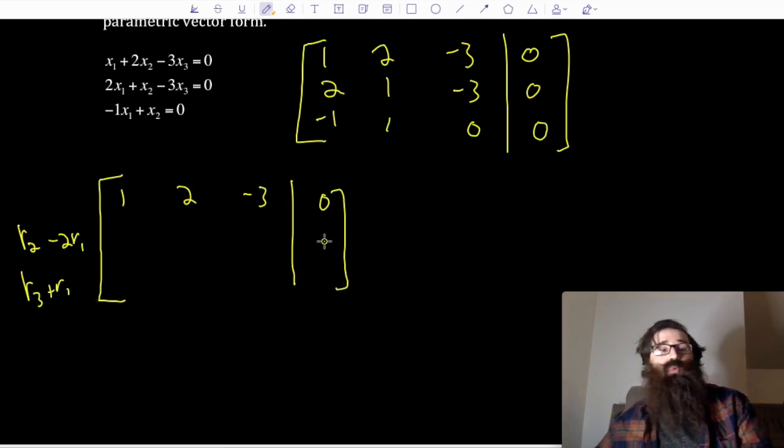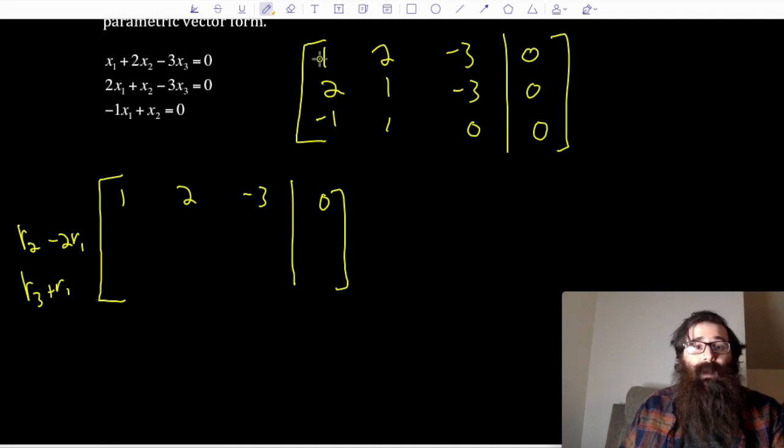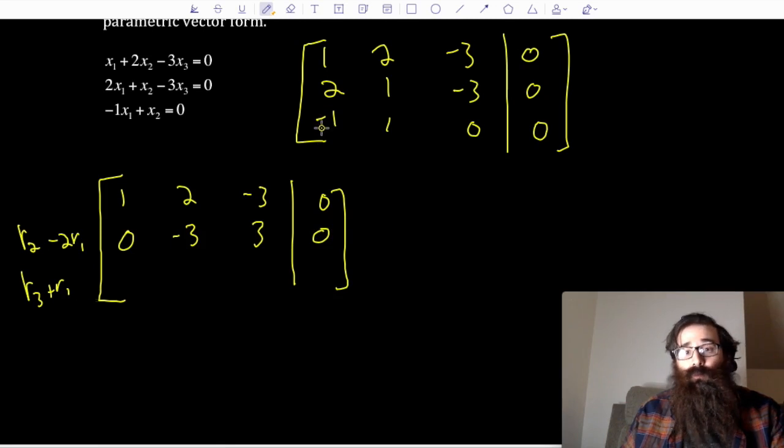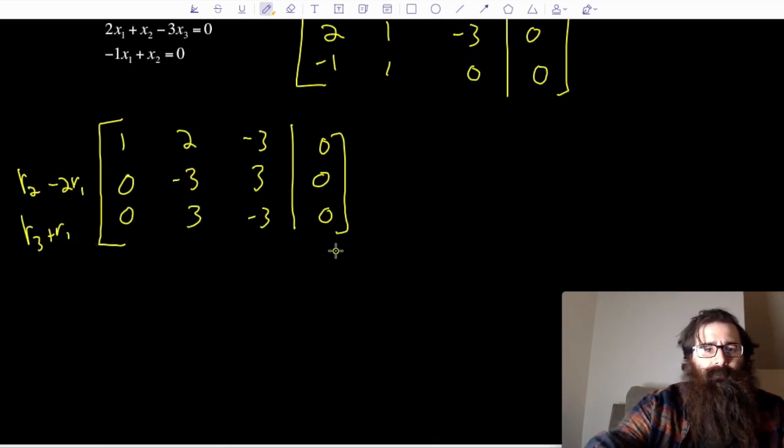And then I can go ahead and work in row 2. So I can do 2 minus 2 times 1 gives me 0. 1 minus 2 times 2, that's 1 minus 4, gives me negative 3. And negative 3 minus 2 times negative 3, or that's negative 3 plus 6, gives me 3. And then 0 minus 2 times 0 gives me 0 in the augmented cell. And then replacing row 3 with row 3 plus row 1, I get negative 1 plus 1 gives me 0. 1 plus 2 gives me 3. 0 plus negative 3 gives me negative 3. And 0 plus 0 gives me 0. So off to a good start so far.